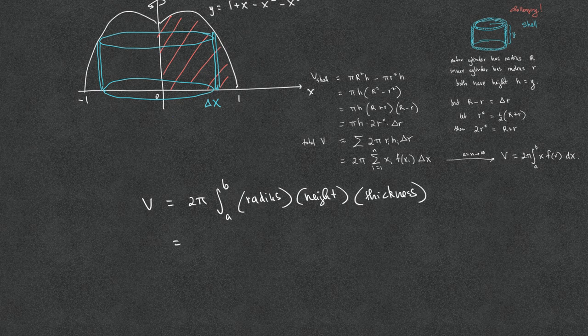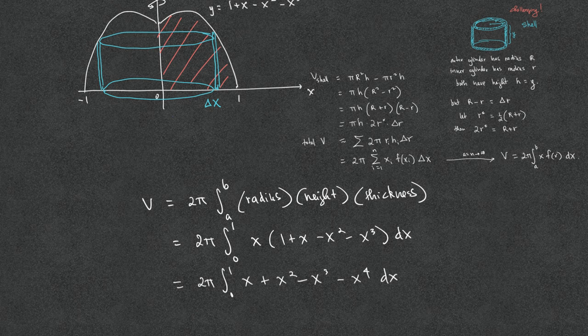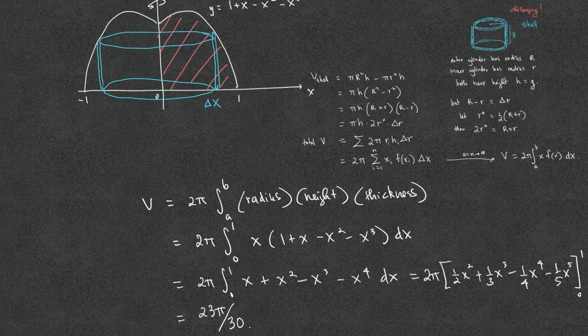And in our example, 2 pi, the integral, x goes from 0 to 1, that is the enclosed region. The radius is x, the height is the function 1 plus x minus x squared minus x cubed, and the thickness is delta x, which is dx. Before we use the fundamental theorem of calculus to evaluate the integral, we simplify the integrand, and then we use the power rule to find the antiderivative. We see that the volume is 23 pi over 30.